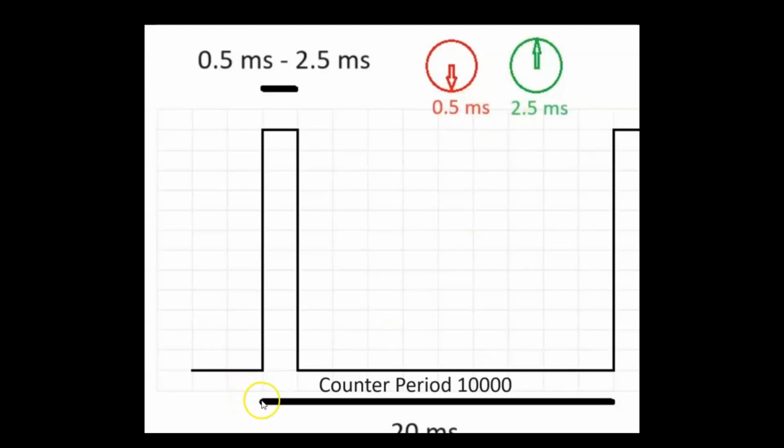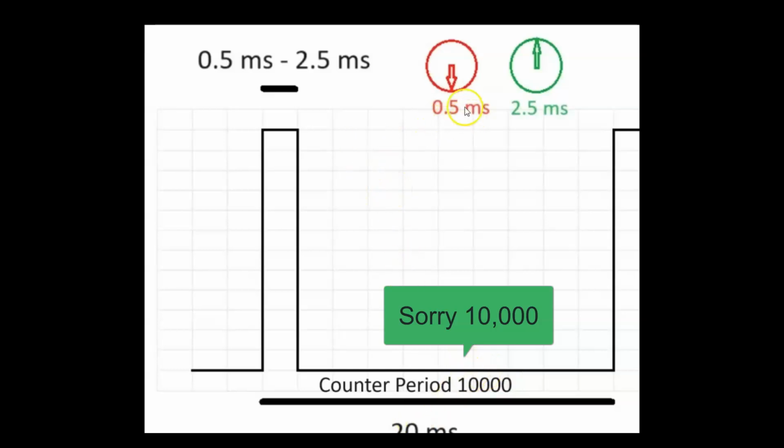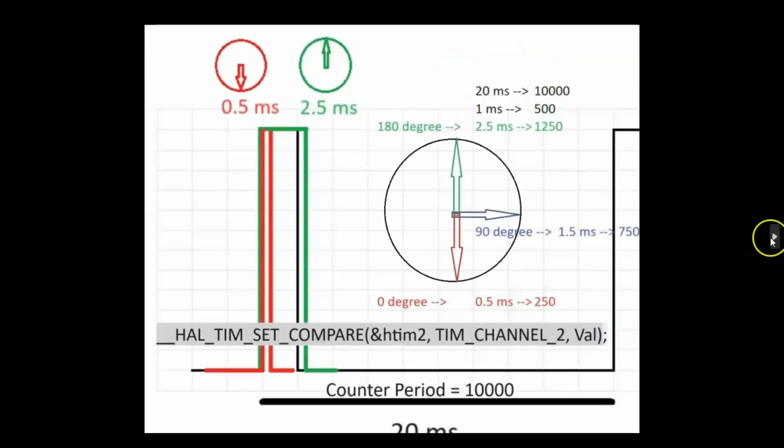So in the CubeIDE, we take this one as a 1000 counter period, which belongs to 20 milliseconds. So we need to calculate the corresponding value for all other milliseconds. So this is how we're going to put in the degree. We have to put the corresponding value here.